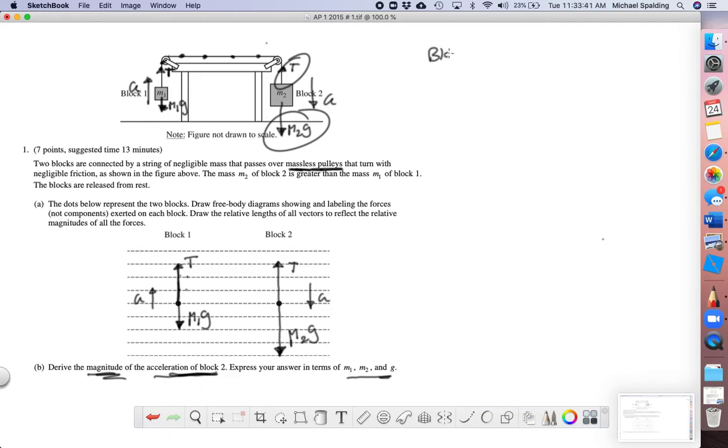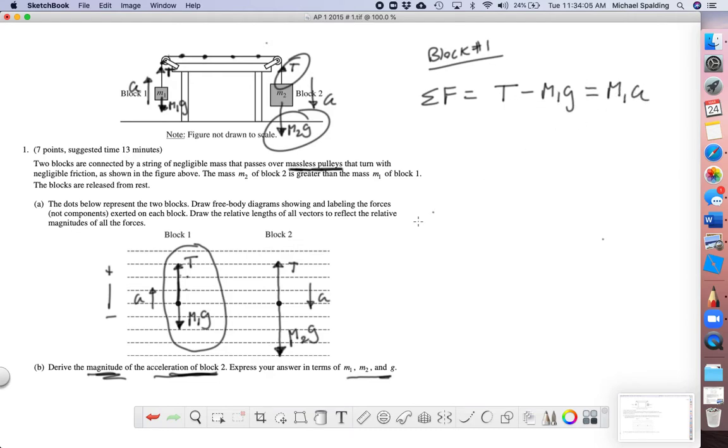Let's consider block number 1 first. We're going to sum the forces, paying attention to sign conventions. For block 1, let's make the direction of the acceleration positive, so up is plus and down is minus. Our sum of forces will be T minus M1G. The sum of the forces always equals MA, so that'll equal M1A.